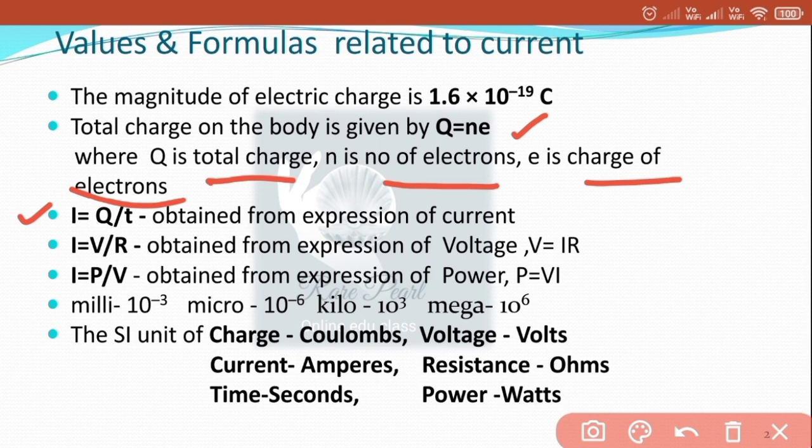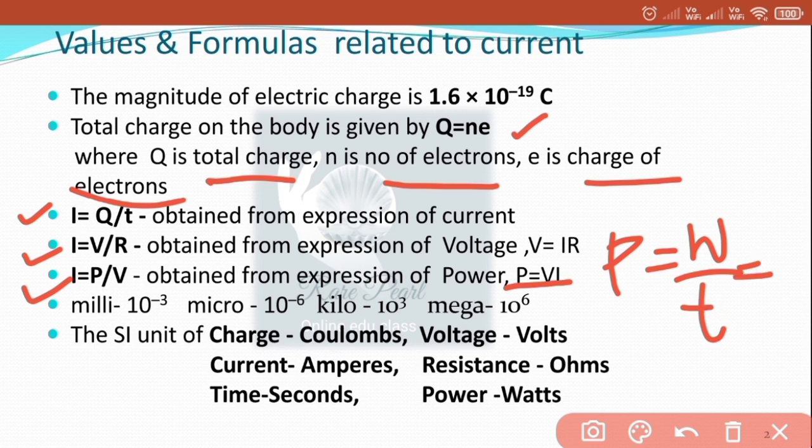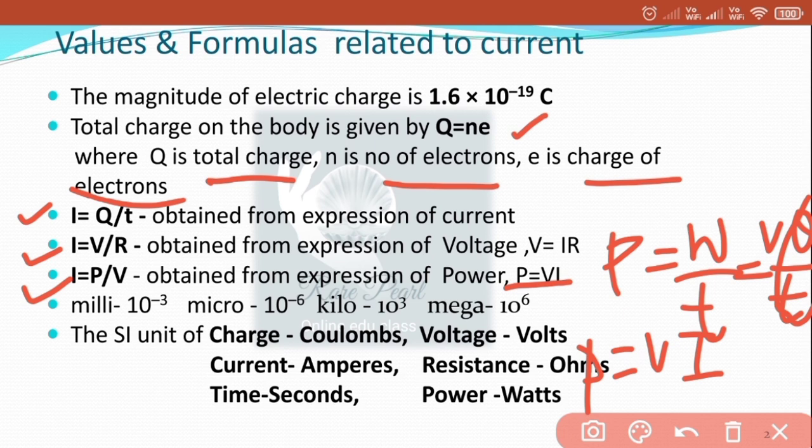And I is equal to V by R is obtained from Ohm's law. And I is equal to P by V is obtained from the expression of power, P is equal to V into I. We know that power is equal to work done by time taken, and W is equal to V into Q, divided by T. So what is Q by T? Q by T is I. So therefore we get the expression for the power, P is equal to V into I, product of voltage and current. So we have derived I is equal to P by V from that.